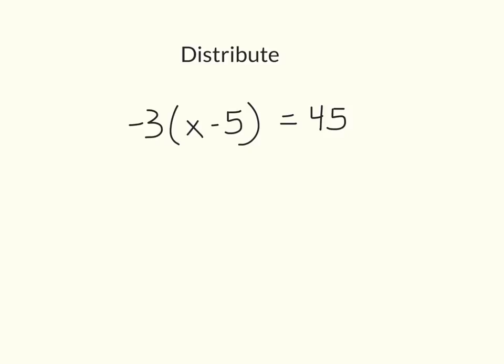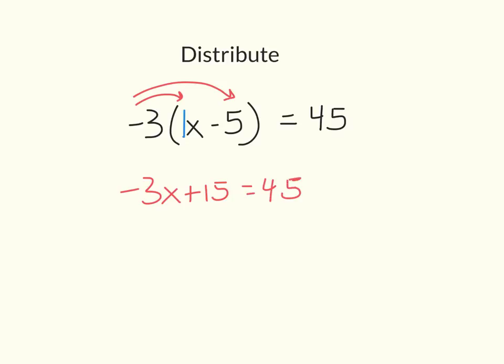Did you get thrown off by the x being by itself? Remember, we have a number that's in front of every single letter by itself, and that number is 1. X is by itself, 1x minus 5. So this problem says negative 3 groups of 1x minus 5. I'm going to multiply everything inside the parentheses by negative 3. Negative 3 times 1x is negative 3x. Negative 3 times negative 5 is positive 15. And that's going to equal 45.